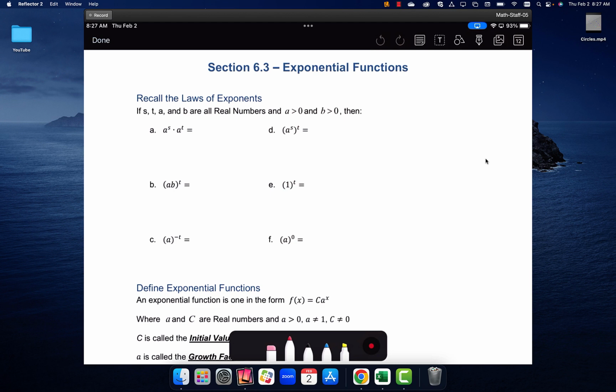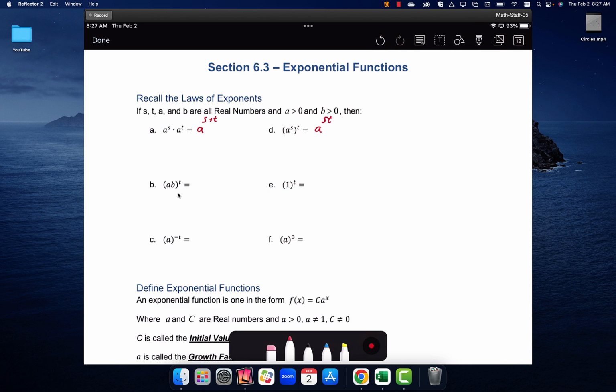In this lesson, we'll be looking at exponential functions. To begin with, let's recall the laws of exponents. When you have a to the s times a to the t, we can add powers. So this becomes a to the s plus t. Don't confuse that with a to the s raised to the t power. When you have power to a power, we multiply the exponents. So this would become a to the s times t.